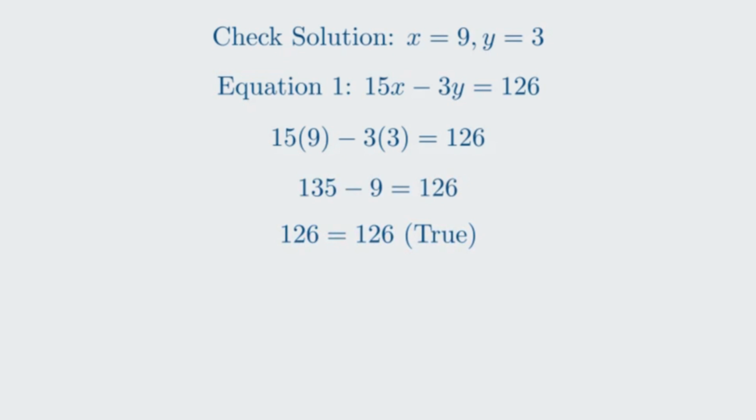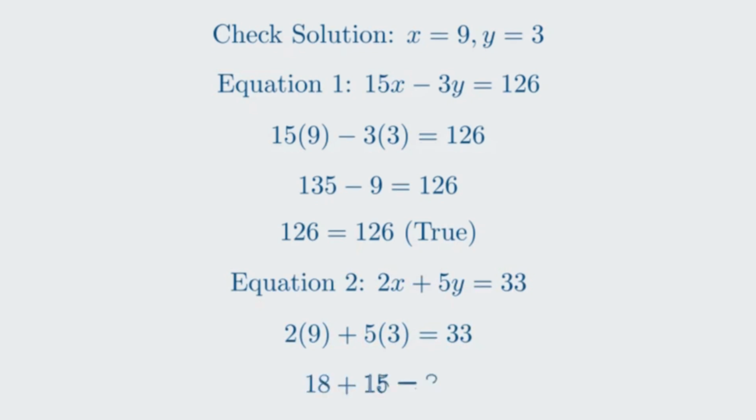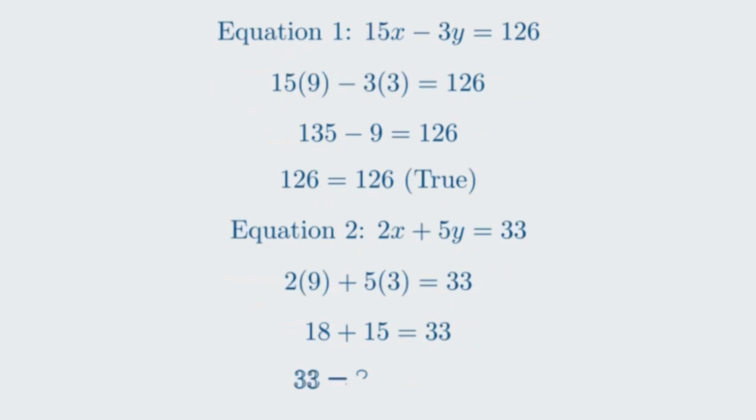Now let's check the second equation. 2x plus 5y equals 33. Substituting our values, we get 2 times 9 plus 5 times 3. 2 times 9 is 18, and 5 times 3 is 15, so we have 18 plus 15. 18 plus 15 is 33. This also matches the right side of the equation. Since our solution works for both equations, we know it's correct.